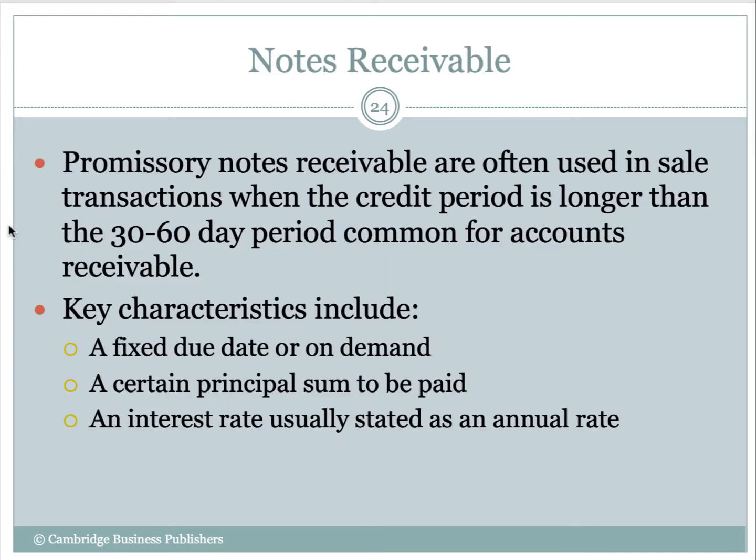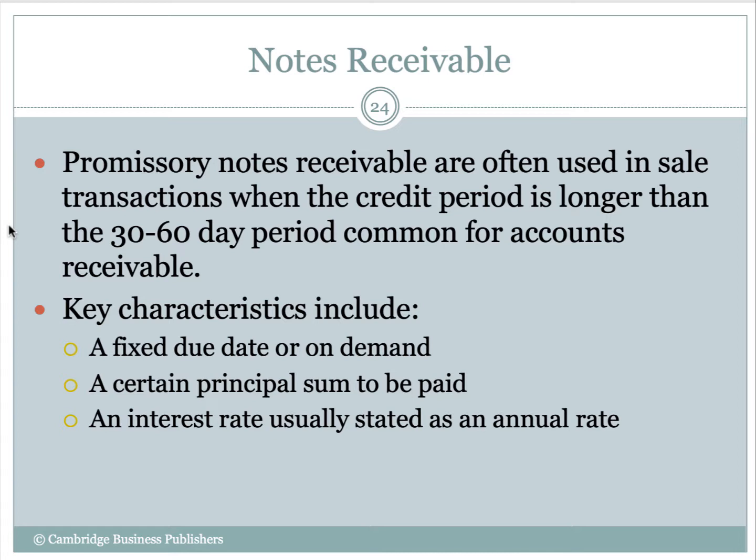Okay. So what exactly is a notes receivable or a promissory note? Promissory notes are receivables, and a lot of the time they're used in sales transactions. We use these when we have credit terms that are going to be longer than 30 days, usually 60 days out. This is a common thing that happens in business. We're going to sell somebody merchandise on account, not a problem. Anything longer than 60 days, we're going to want a promissory note.